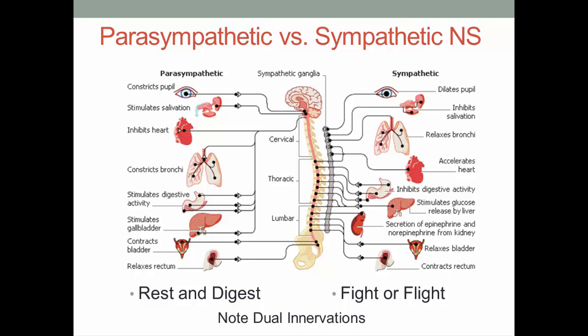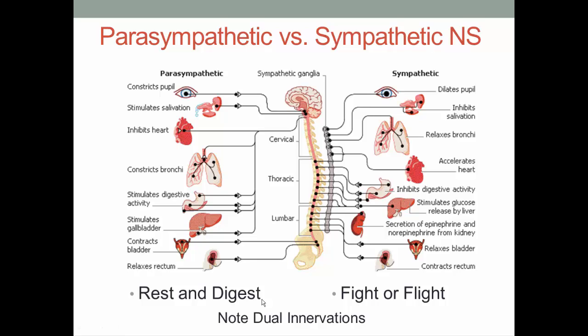Okay, now the two divisions of the autonomic nervous system are the parasympathetic and the sympathetic nervous system. This diagram here shows the connections of the parasympathetic to some organs and the sympathetic to some organs. But right now, we're going to think more in terms of the functionality, or the physiology differences, between the two. First of all, the parasympathetic nervous system is referred to as the rest and digest system.